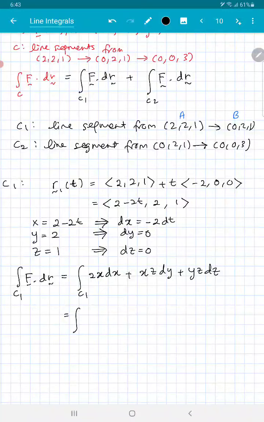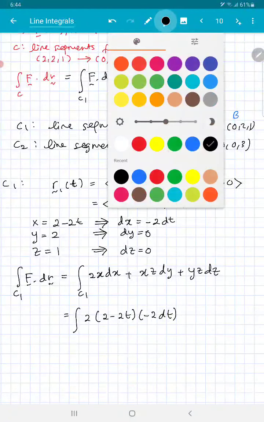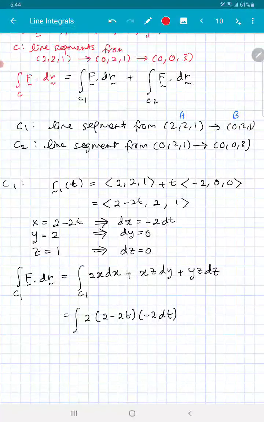Okay, now we're going to replace everything in terms of t. So we have 2 times x, so x is 2 minus 2t, and then we have dx, which is equal to negative 2 dt. And then we have xz dy and yz dz. But we know dy and dz are 0, so this is going to be 0, and this is going to be 0 as well. So we have plus 0 plus 0. And then we need the limits for t.